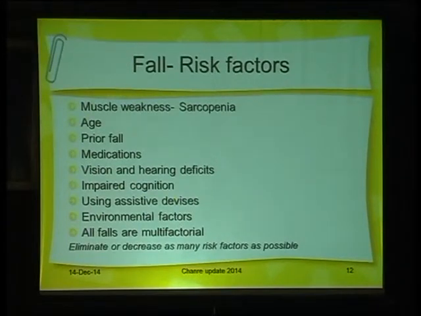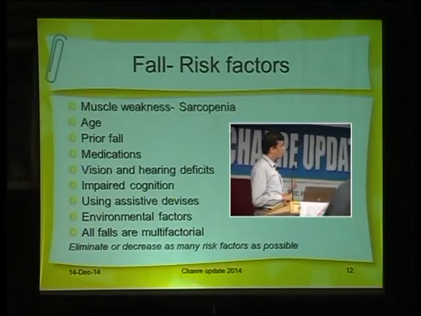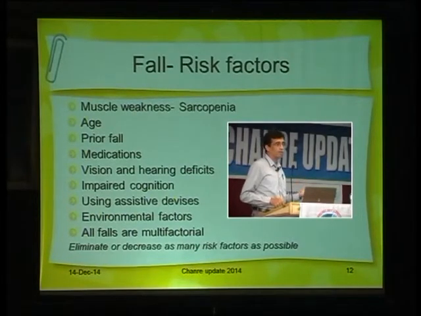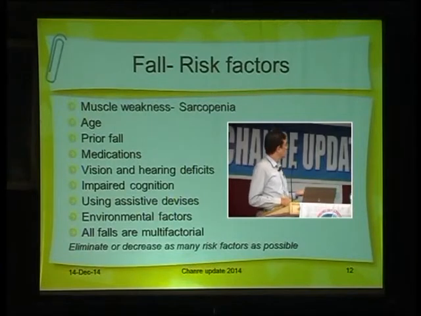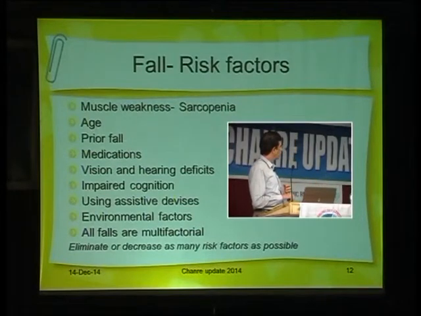There are a few risk factors in the elderly. Muscle weakness. As we age, we lose muscle mass, so sarcopenia is an important cause for muscle weakness. Age is an independent risk factor for falling down. Somebody who has fallen down has some risk factor, so they are likely to fall down again. So this is one history. Somebody who has a history of fall, these patients need to be evaluated strongly. And of course, medications, vision and hearing deficits, impaired cognition.